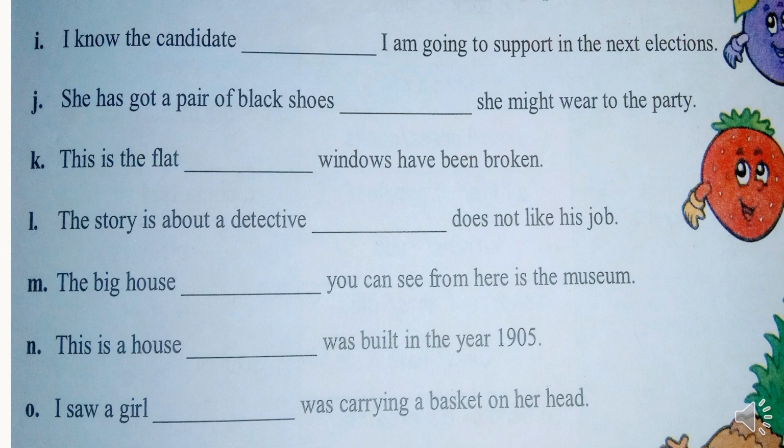J. She has got a pair of black shoes dash she might wear to the party. Shoes are objects and you know which relative pronoun we use for objects, places and ideas.